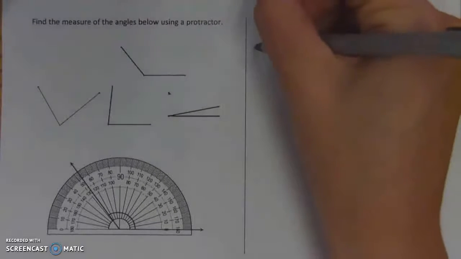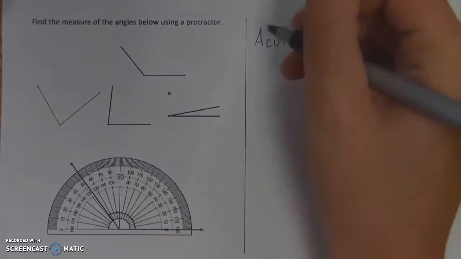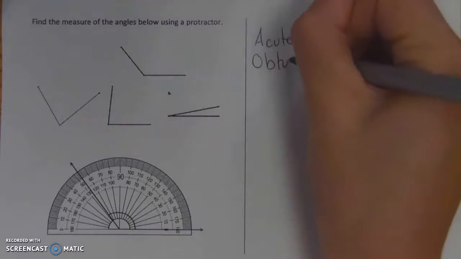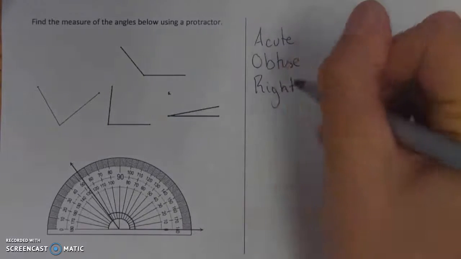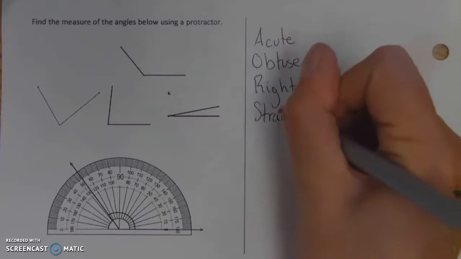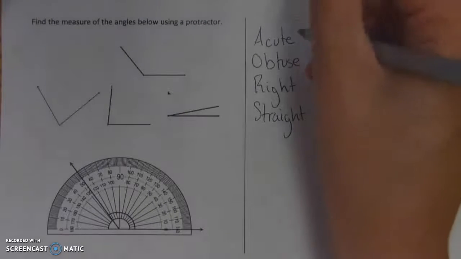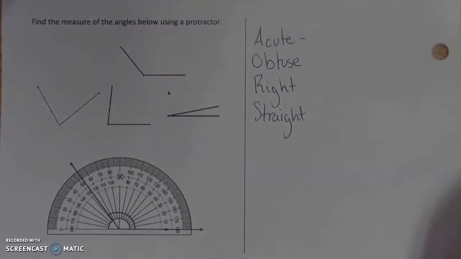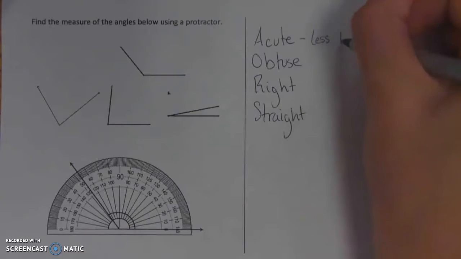The first thing that we need to know is that there are four main types of angles. We're going to talk about acute angles, we're going to talk about obtuse, right, and straight angles. Now with these four, there are a few pieces of information for each one. First off, an acute angle is any angle that's less than 90 degrees.